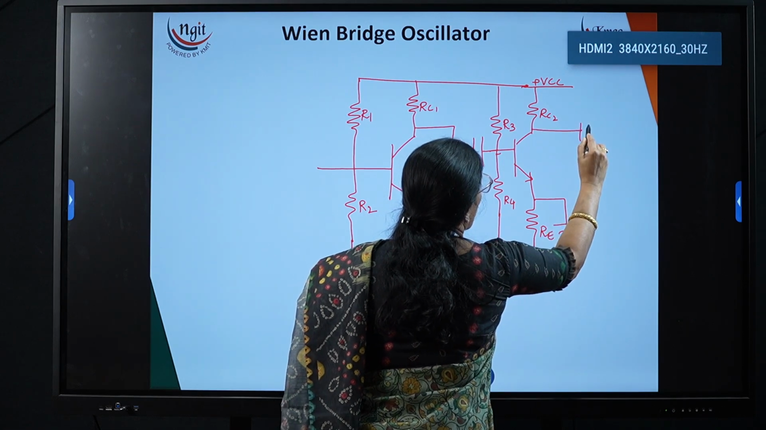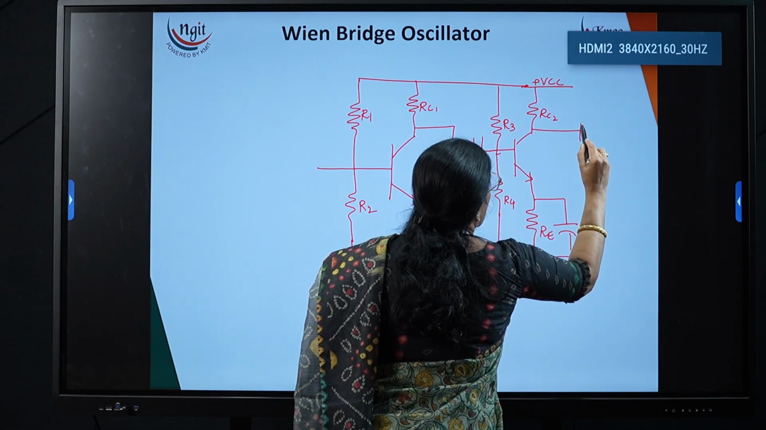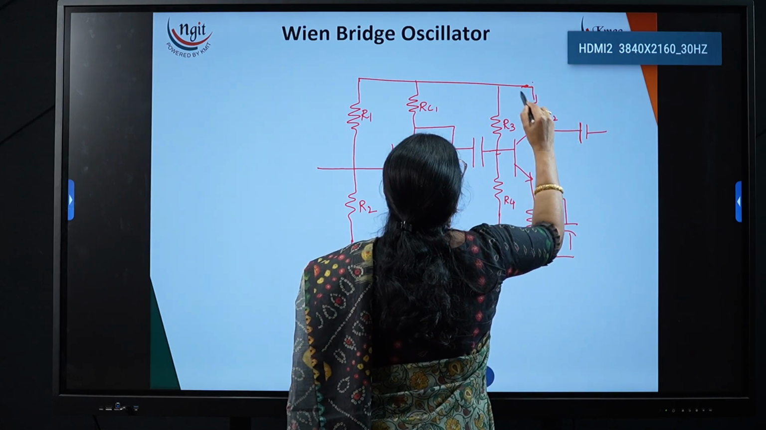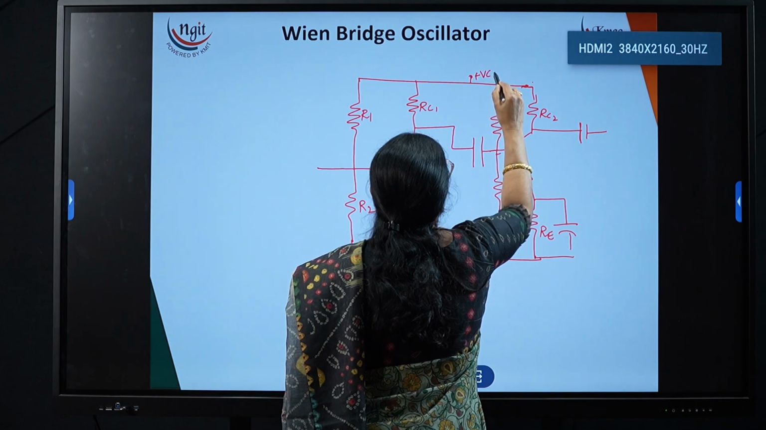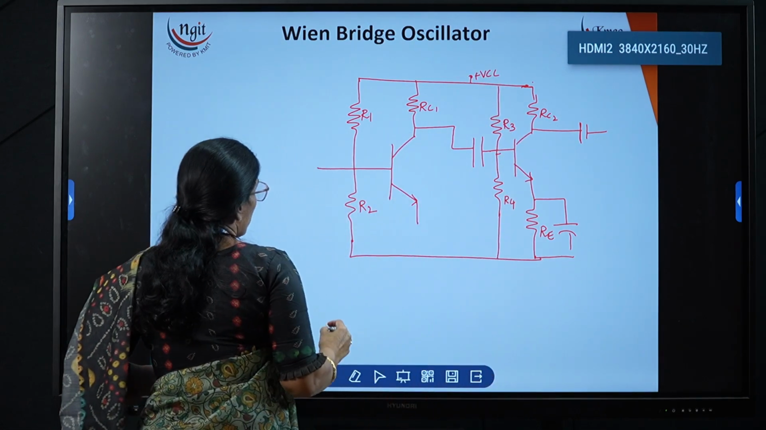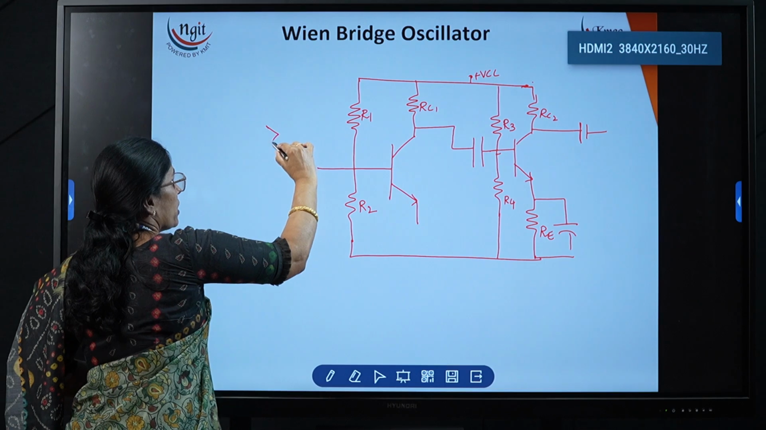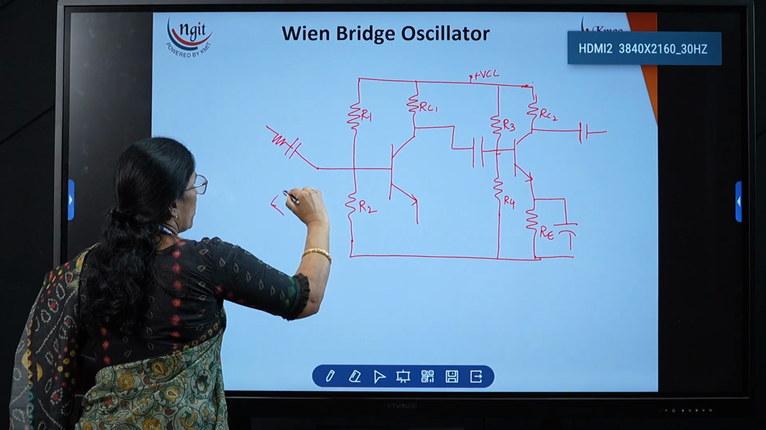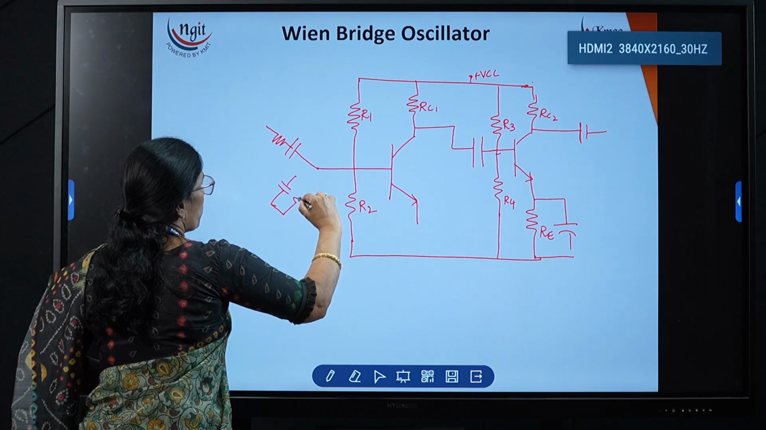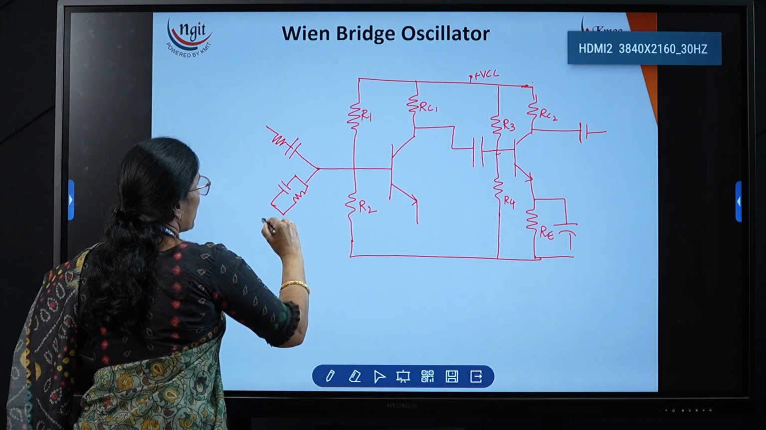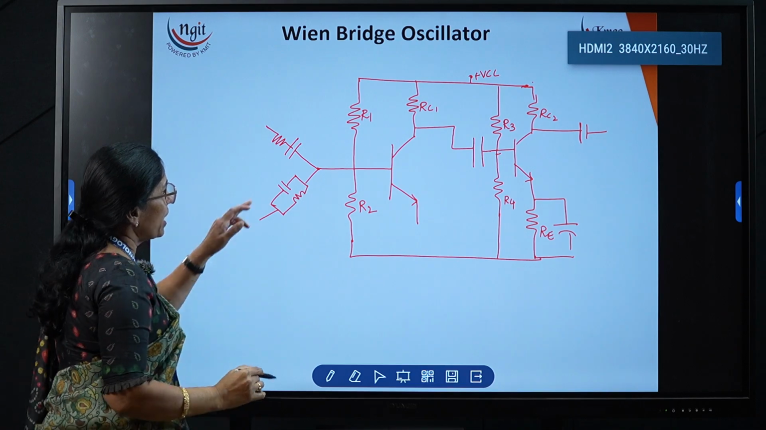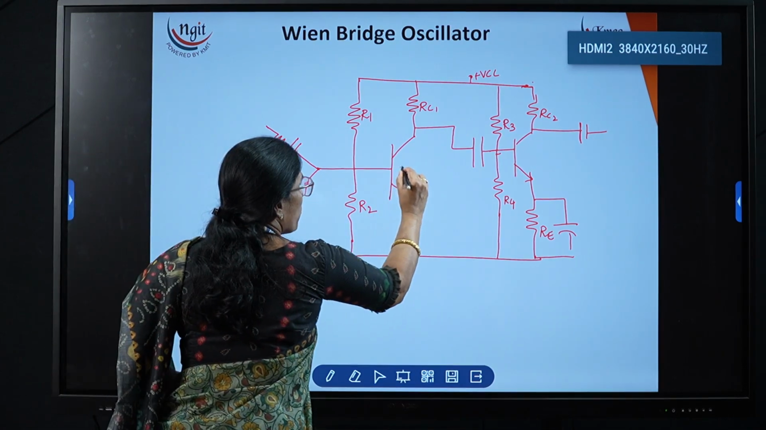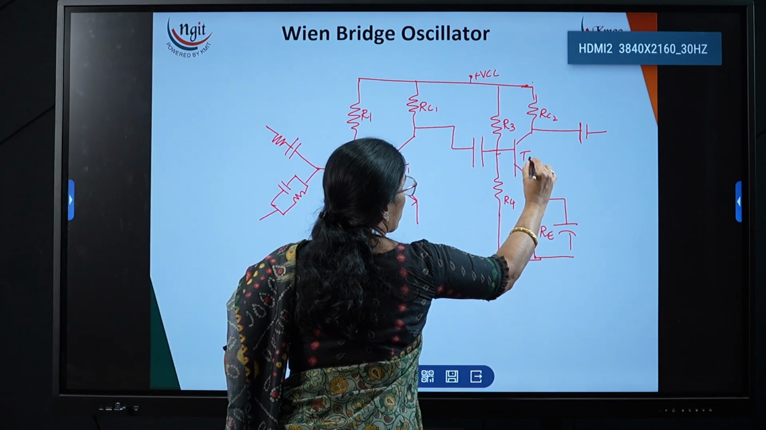Now here I am taking one coupling capacitor. Here I am taking one bridge circuit. For that, R and C values are in series and one more R and C values are in parallel. So this is called the lead lag circuit. This lead lag circuit is connected to the base of transistor 1. This is amplifier 1, this is amplifier 2.